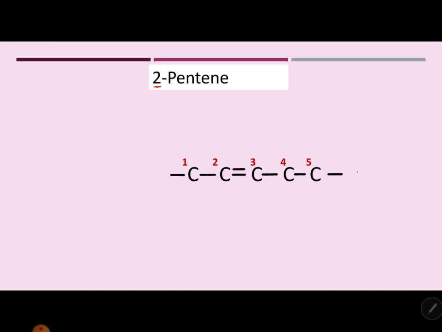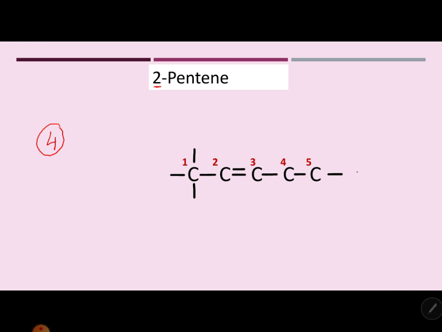Now stop here and check the valency of each carbon. You know the valency of carbon is 4. It means there should be 4 bonds with each carbon atom. First check the valency of carbon number 1. Carbon number 1 has 1 and 2 bonds. We will draw 2 more bonds with it to get 4 valency of carbon.